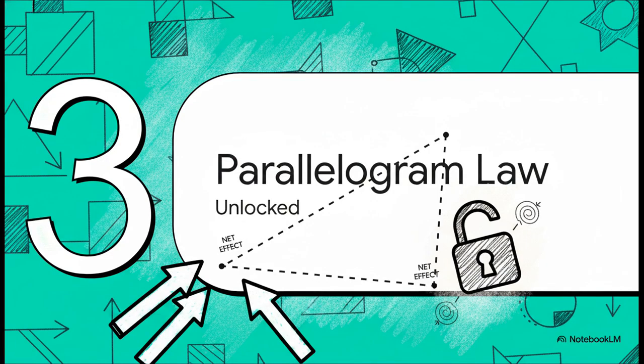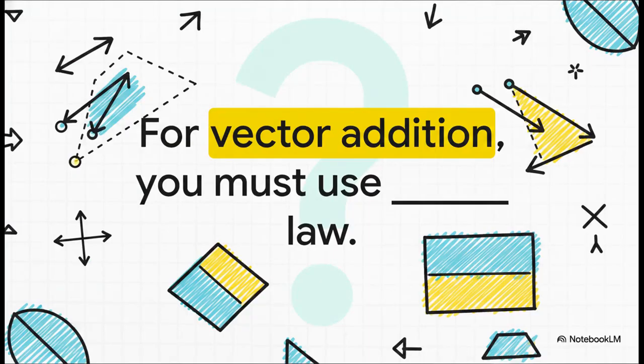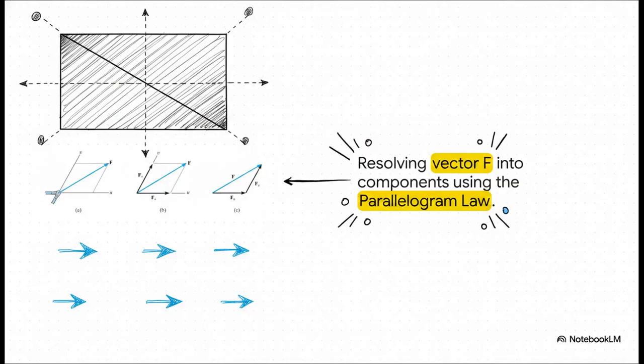Section 3. The parallelogram law, unlocked. So, how exactly do we combine these directional forces together? Time for another quick knowledge check. For vector addition, you have to use which law? Is it A, Newton's second, B, arithmetic, C, Pascal's, or D, the parallelogram law? Think back to the specific geometric rule we have to rely on here. Yep, the answer is the parallelogram law.